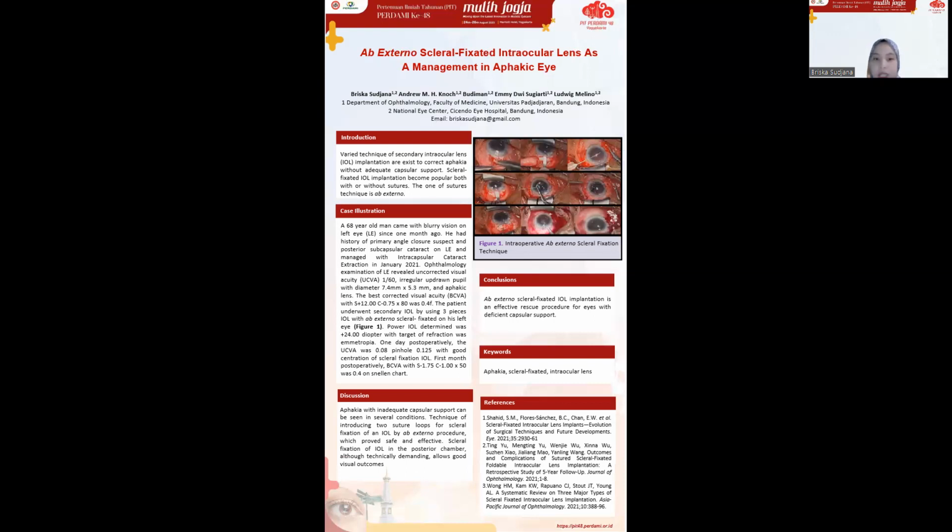For the conclusion, ab externo scleral fixated IOL implantation is an effective rescue procedure for eyes with deficient capsular support. Therefore, surgeon choice remains important. Differing surgical skills are required for the varied techniques, and individual surgeons will select their surgical approach accordingly.